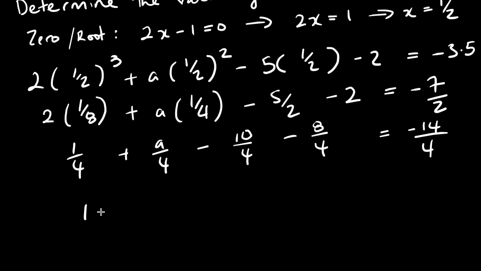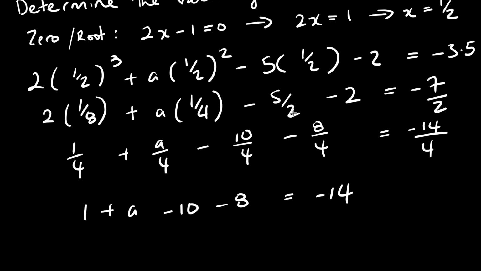So I really have 1 plus a minus 10 minus 8 is equal to negative 14, which I think is way easier to use. Now, why did I do that? Or how did I get to that point? Well, I've written everything over the same denominator. I had 2 over 8, which is a quarter. I have a over 4. I had negative 5 over 2.